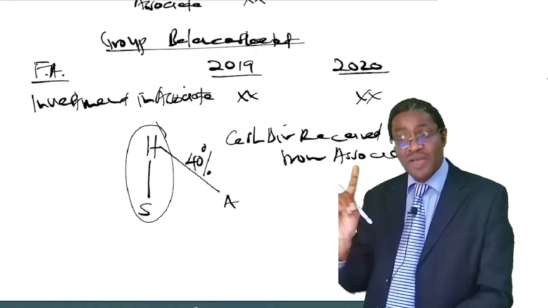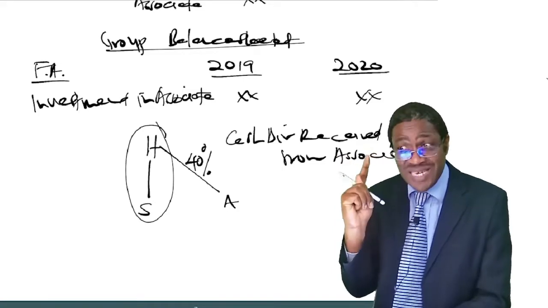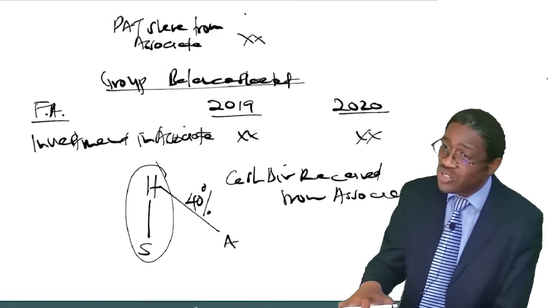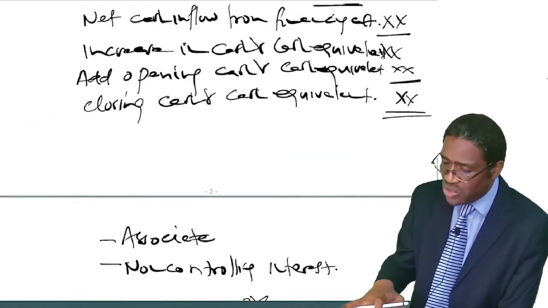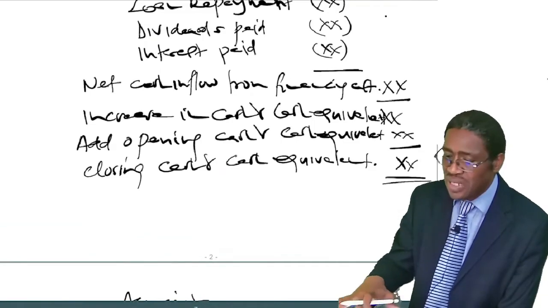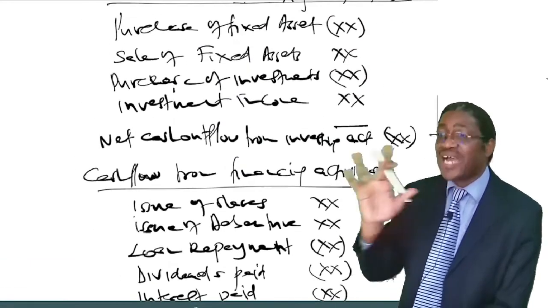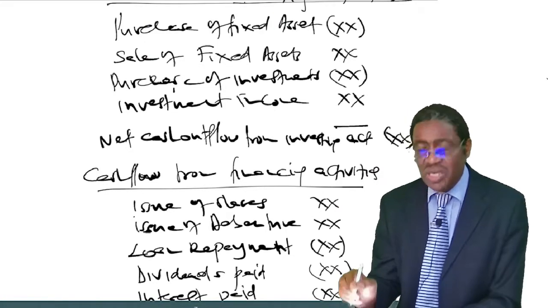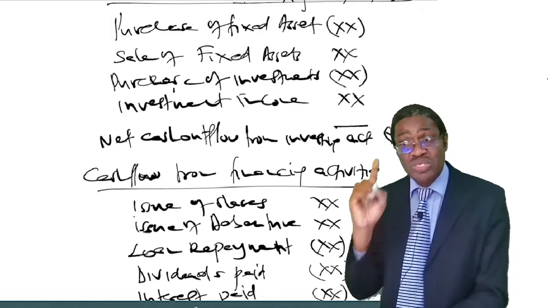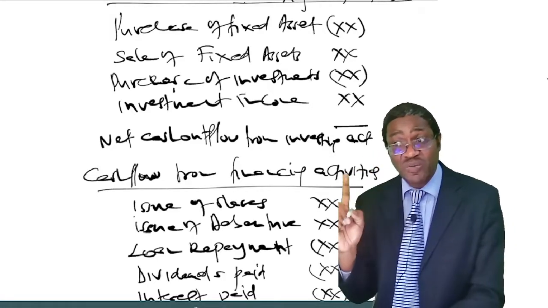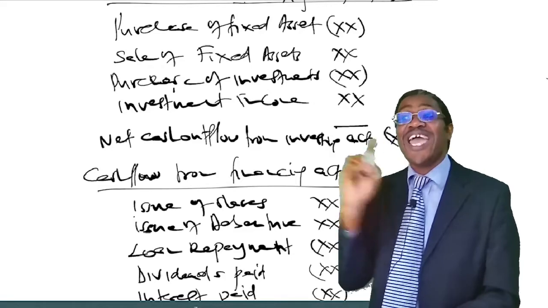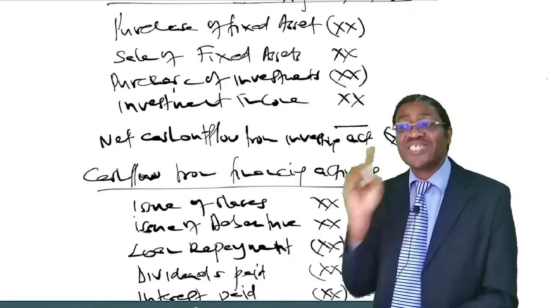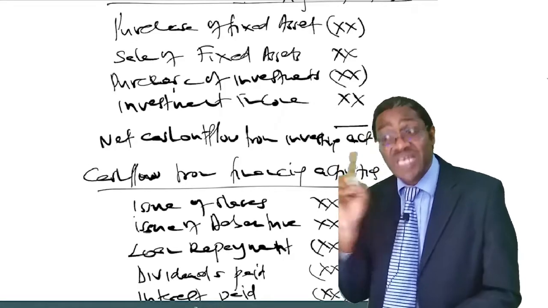Feel it? Once you calculate the cash dividend received from the associate, now you take it to your cash flow statement, among your investing activities. Remember, we said investing activities are which kind of activities? They are those activities that affect any fixed asset. I hope you remember, any fixed asset.